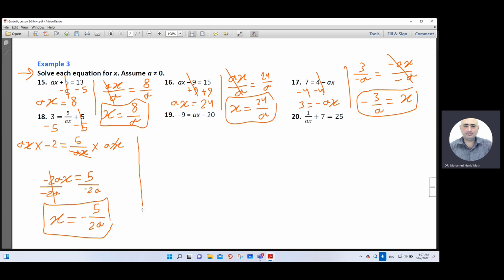Number 19. At first, we want to remove -20.